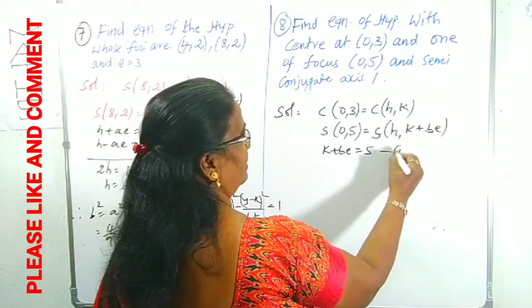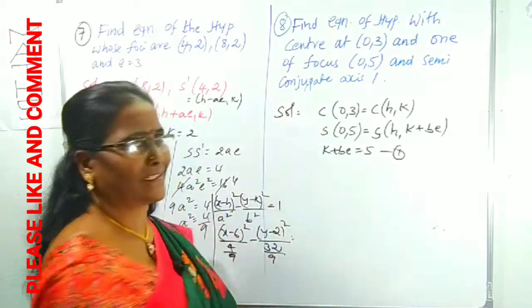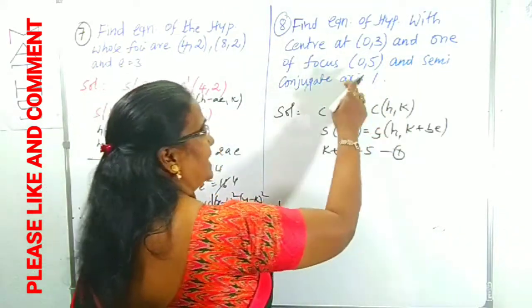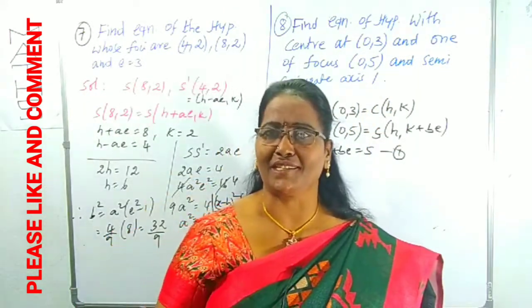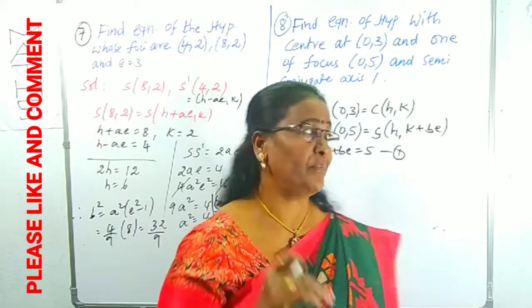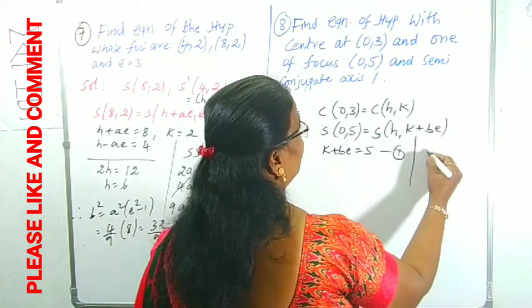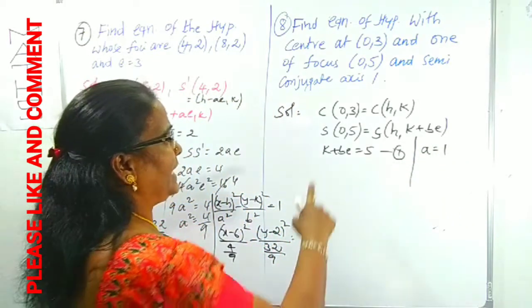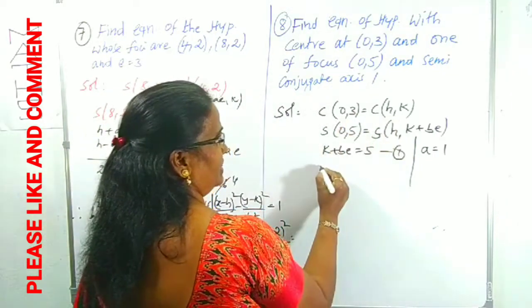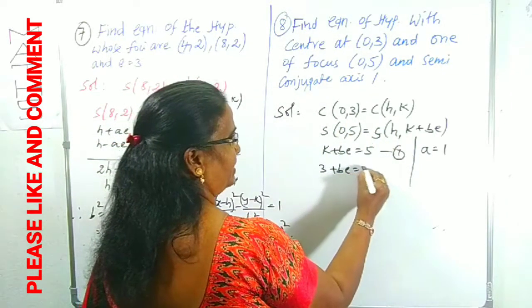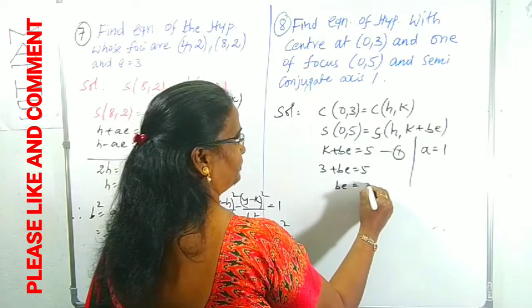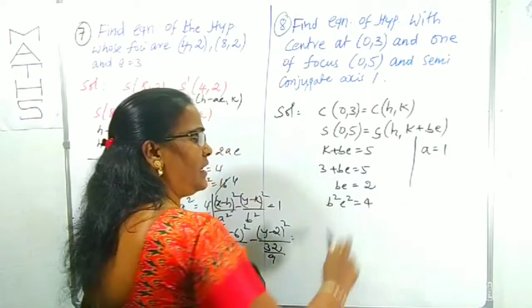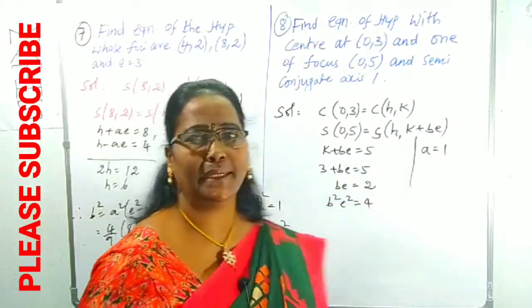This one you have as 1, and also it is given that the conjugate axis, in the case of a conjugate hyperbola, the length of the semi-conjugate axis. Semi means half of the conjugate axis. Indirectly, a is given as 1. The k value 3, substitute here: 3 plus b is equal to 5. From this, b is 2, right? Squaring on both sides, b square e square is equal to 4. Already you know the a value, you have to find out the b value.